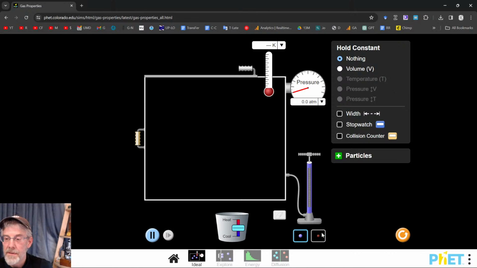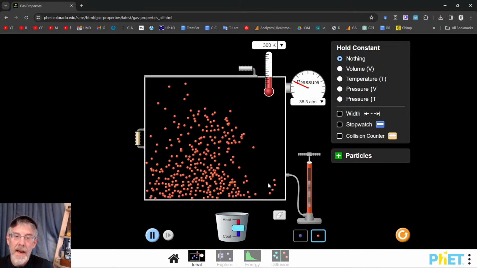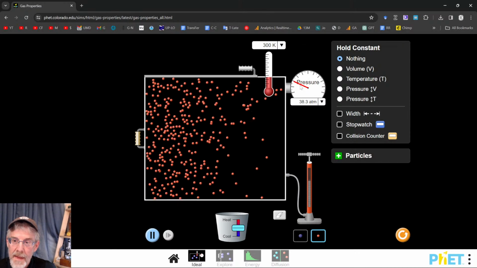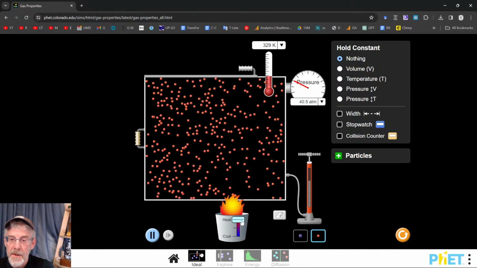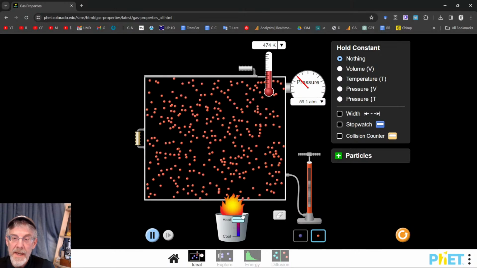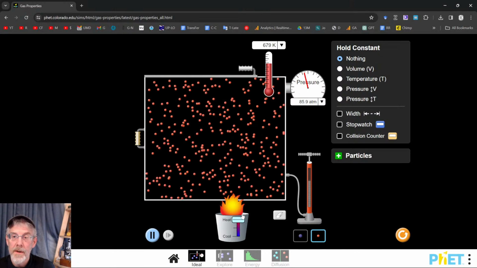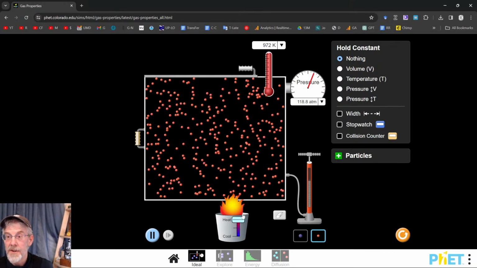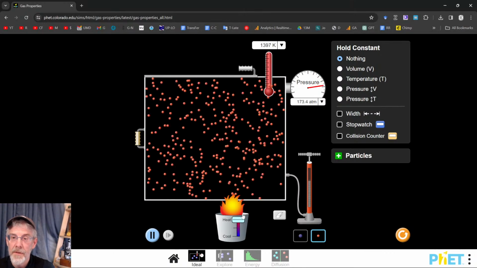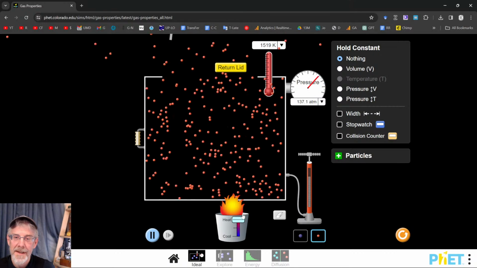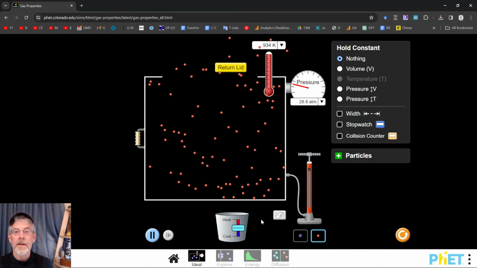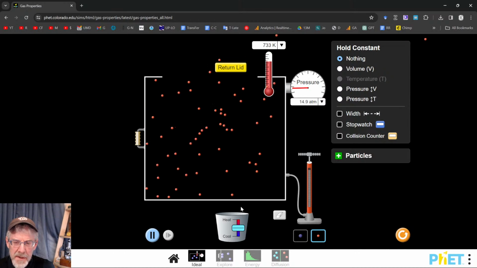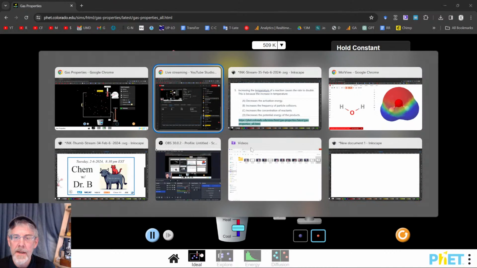So let's put a bunch of atoms in here. When they're hitting the sides, that's what creates the pressure. So if we increase the temperature, they're going to hit the sides a whole lot more. And the pressure, you can watch, it just keeps going up. And eventually, hopefully it'll just blow the top off. There it goes. It just blows the top off the container. So if we go back and look at that question, keep this temperature and what you saw happened in mind.